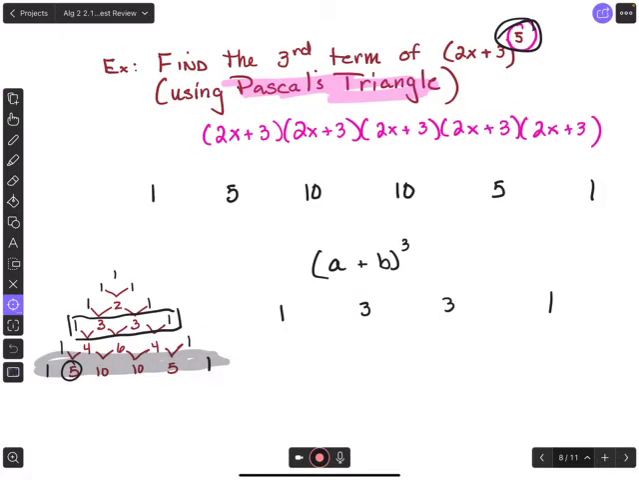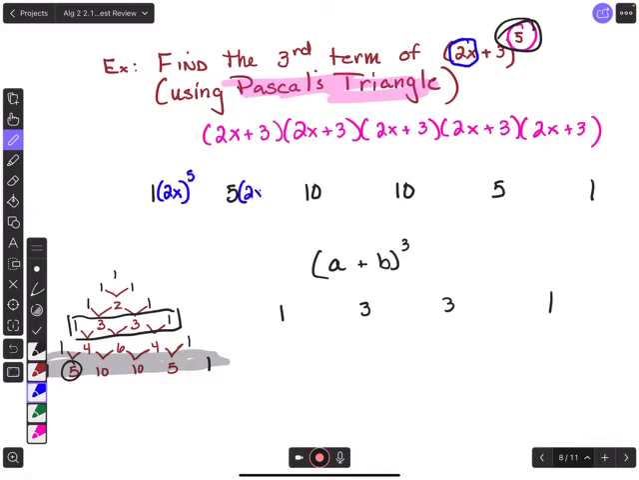So let's look at what ours are going to do. In our case, we got a 2x is our A, so to speak. So the 2x is going to start with the highest exponent, 5, and then it descends: 4, 3, 2, 2x to the 1, and then no 2x's.